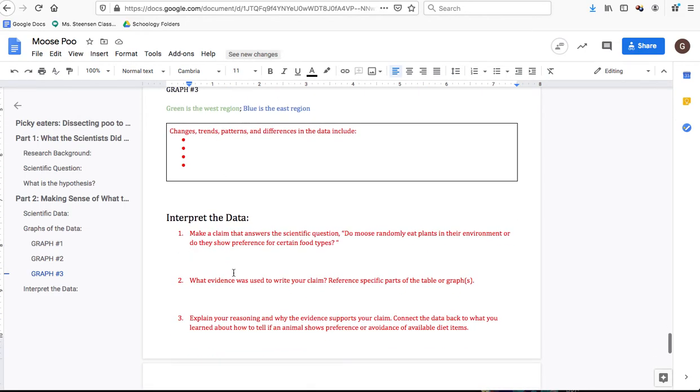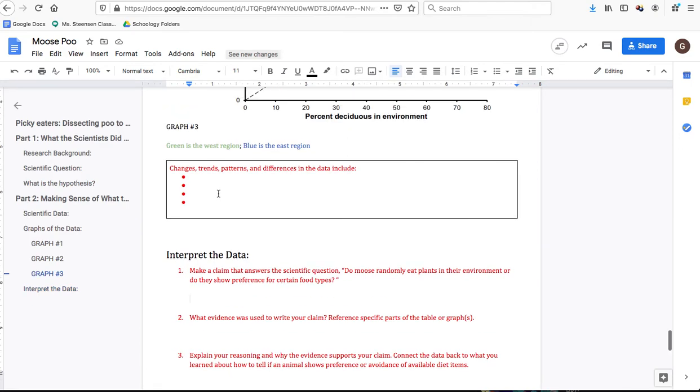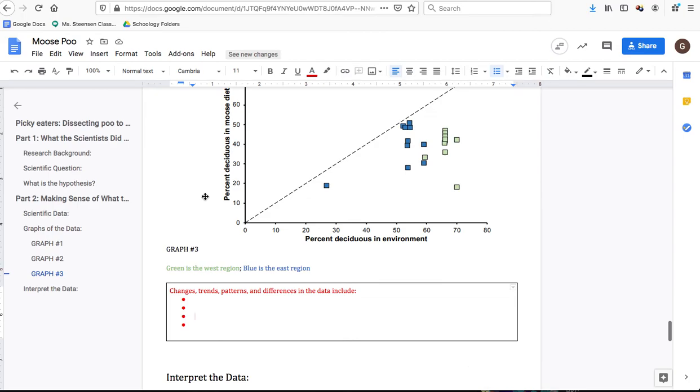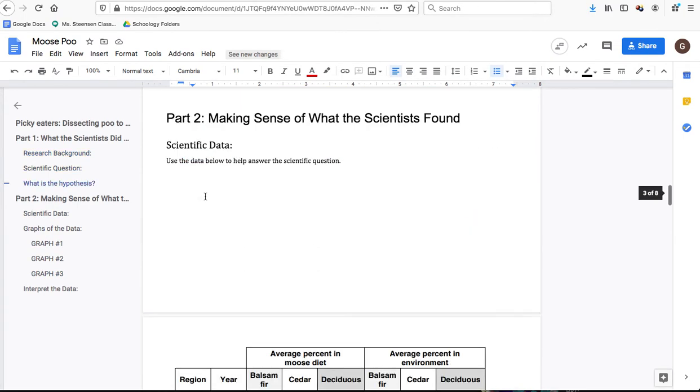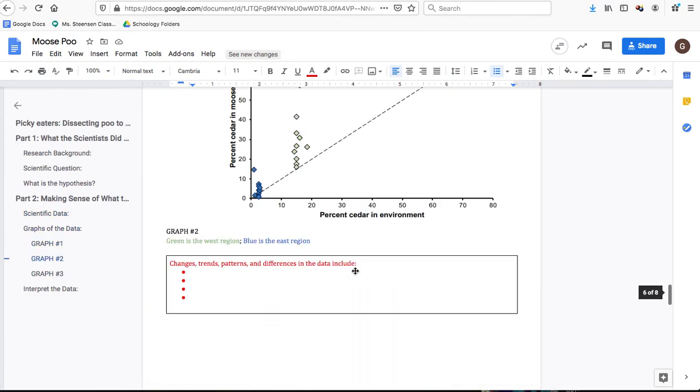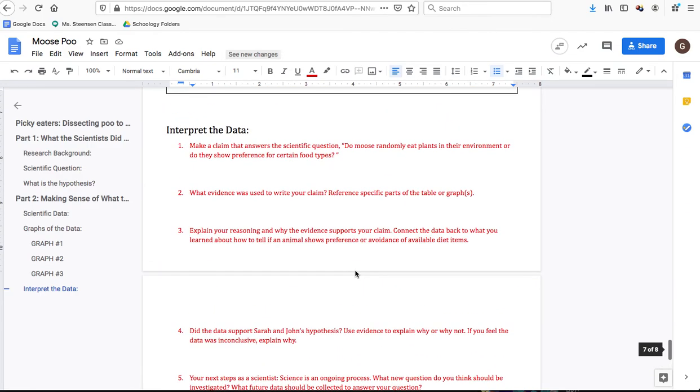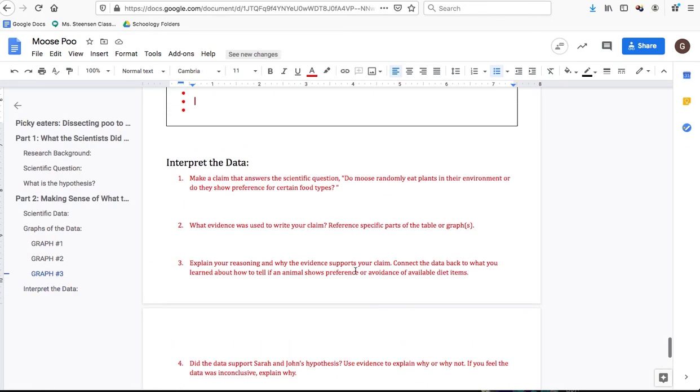And then question number 2: what evidence was used to write your claim? Reference specific parts of the table or graphs. So at this point, what it's asking you to do is to answer, for each of the yeses or nos that you gave to question 1, why do you think that? What things in the changes, trends and patterns did you notice in either the graph or the table that are helping you make that claim? What is it about the data that you saw that gave you that opinion?